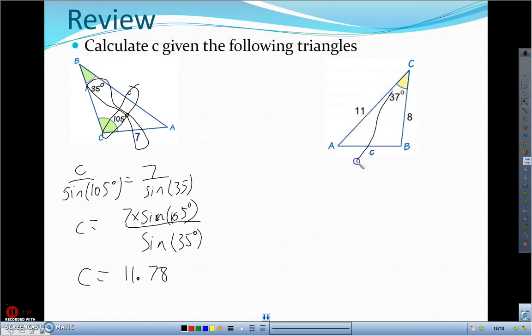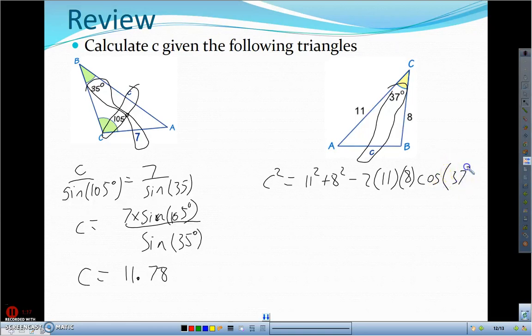On this triangle here, we try and circle pairs. I can circle that pair, but I cannot circle any pair with the 11 or the B or the 8 and the A. This is also side, then an angle, then a side, like a sandwich. So this is going to be using cosine law. I start with what I want to find. C squared is equal to the two other numbers squared, 11 squared plus 8 squared minus 2 times those numbers repeated, 11 times 8, times cosine of the angle that I've got, which is 37 degrees. That's the one that's in the sandwich.